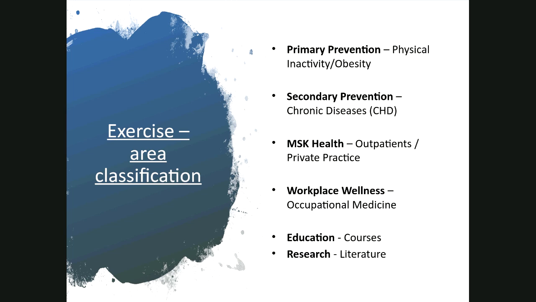So there are different classifications of exercise. So you could be prescribing exercise in primary prevention, stopping people from becoming obese or becoming inactive. So encouraging activity out in the community. And then we could be working with diseases, okay, particularly chronic diseases, people that want to exercise, but they need some help with that. I'll be working in musculoskeletal outpatients department or in private practice.